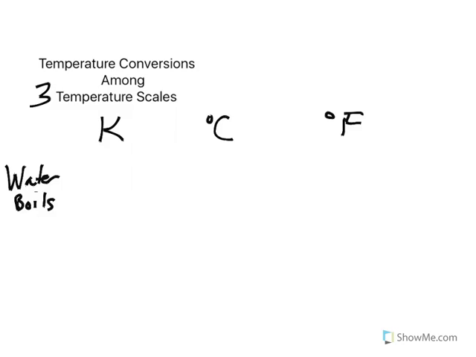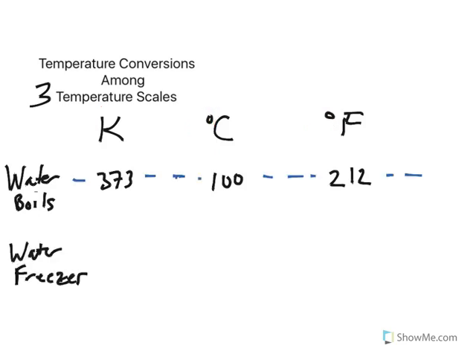In the Fahrenheit scale, water boils at a temperature of 212 degrees Fahrenheit. In the Celsius scale, it's 100 degrees Celsius. In the Kelvin scale, it is 373 Kelvin. Now notice I said degree Fahrenheit, degree Celsius, but not degree Kelvin. There is no degrees with Kelvin. You just say Kelvin.